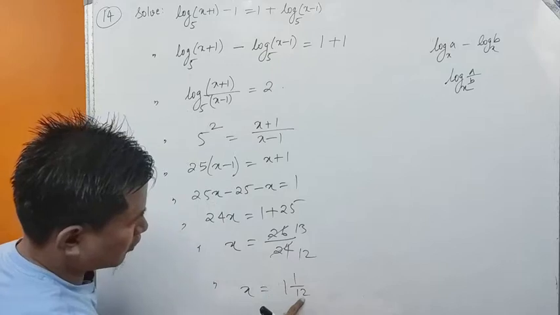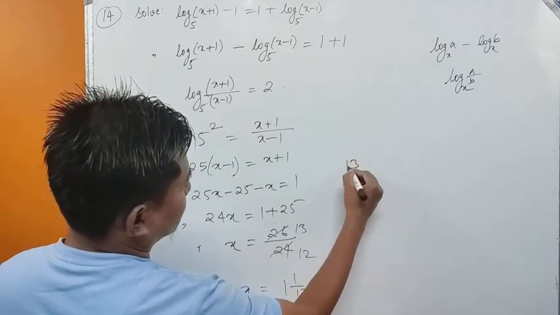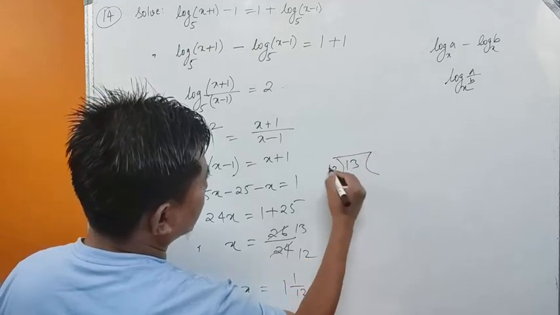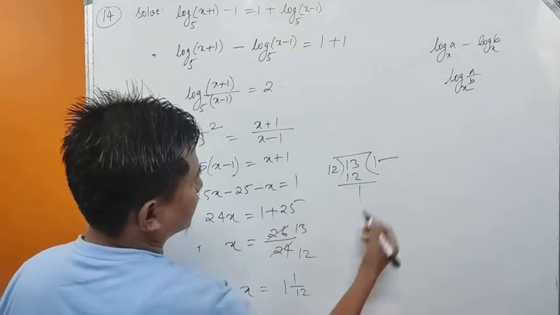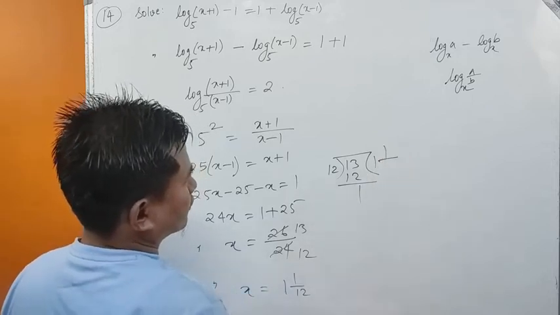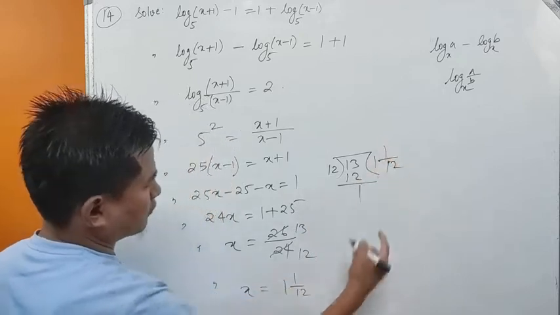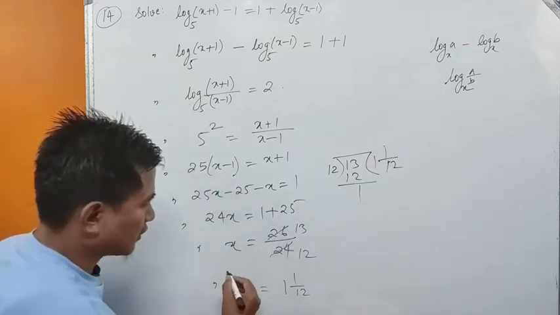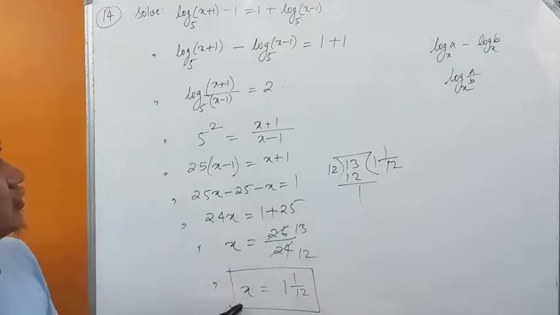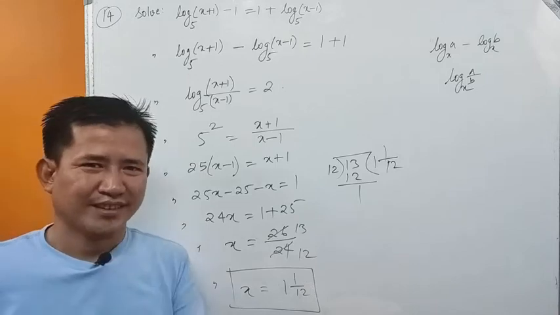13 upon 12, okay, 13 upon 12, 12 ones are 12, 13 minus 12 is 1, this 1 we write here, this remainder we take to the numerator, 12 we bring down to the denominator, 1 whole 1 by 12. Since this is an improper fraction, we convert this into mixed fraction. Okay, so the value of x, we were asked to find the value of x, x is 1 whole 1 upon 12. I hope you got this.